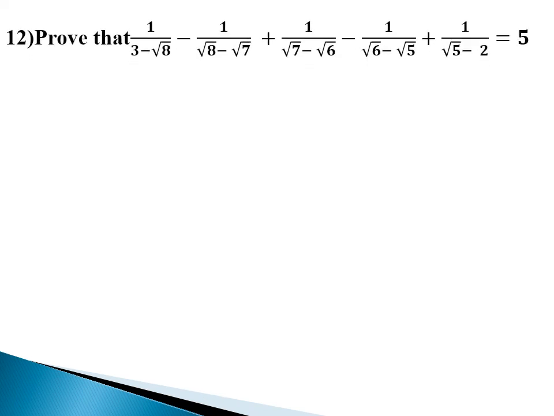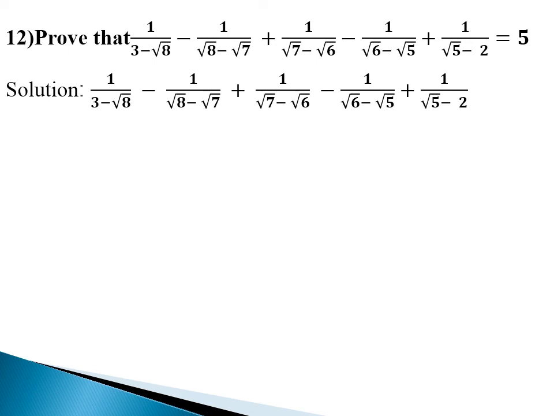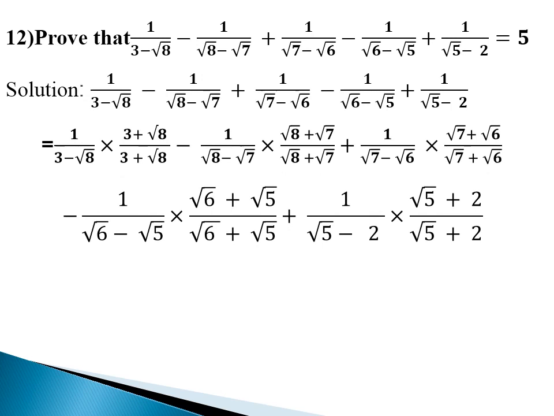The last question, prove that 1 by 3 minus root 8 minus 1 by root 8 minus root 7 plus 1 by root 7 minus root 6 minus 1 by root 6 minus root 5 plus 1 by root 5 minus 2 equal to 5. Here how will the steps be? Each term we should rationalize, because each term denominator is having an irrational number. So the first one I'll explain, the next ones you can go through easily.